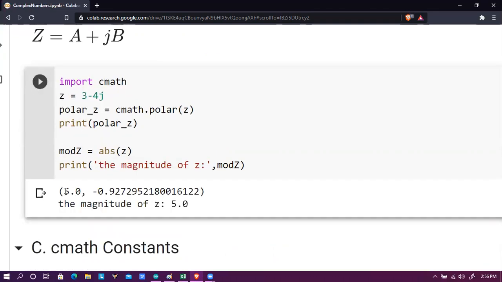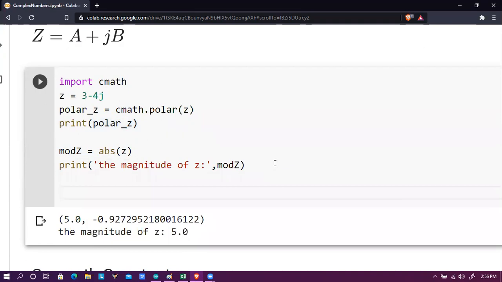So you will notice that in the first output, this is the output when we print the polar of z. Actually, this is a coordinate. Okay, this is the coordinate separated by comma. Now, the magnitude of z here is 5.0. Take note of this. This is 5.0. That refers to this magnitude. So magnitude of z is also called the modulus of z.